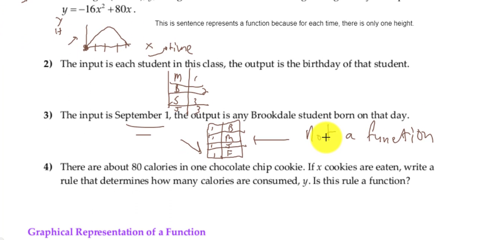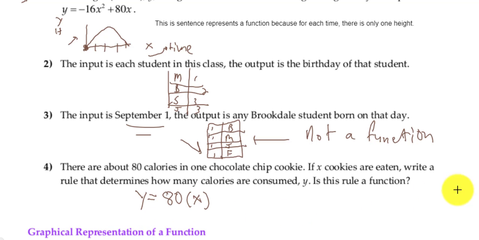All right, number 4. There are 80 calories in 1 chocolate chip cookie. If X cookies are eaten, write a rule that determines how many calories are consumed. So Y is equal to the number of calories consumed. How do we determine how many calories are consumed? Well, if we know there's 80 in 1 cookie, we can say there's 80 times X cookies. So the more cookies I eat, the more calories I consume.